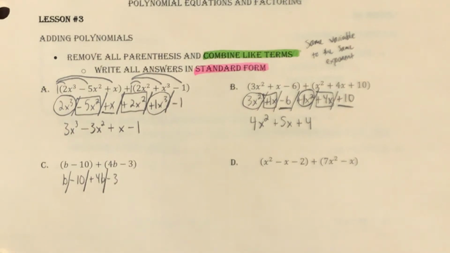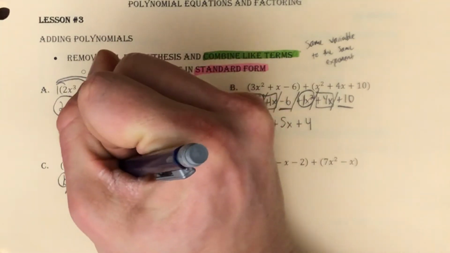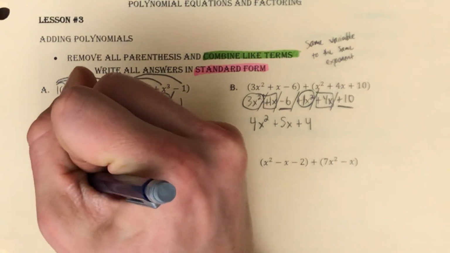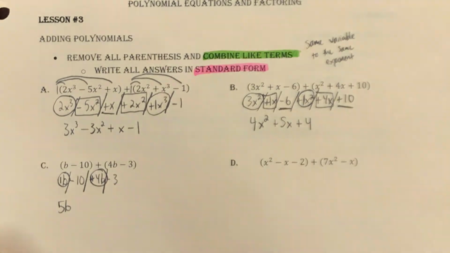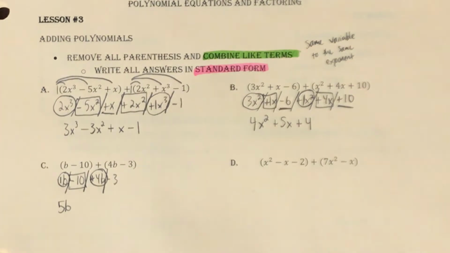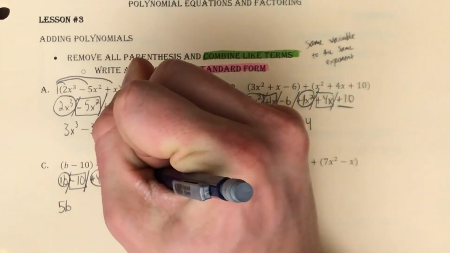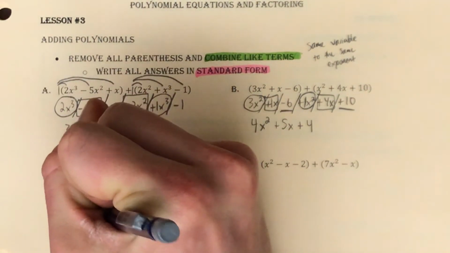I'm going to start with my first term and check, do I have any other terms with b to no exponent listed? Well, I have one other one as I look through. It's a positive 4b. So b plus 4b is 5b, because this is 1 plus 4 is 5. And then they are b types of terms. Then my next term in line is a negative 10. Do I have any other single numbers? I do. This negative 3. So negative 10 minus 3 is negative 13.